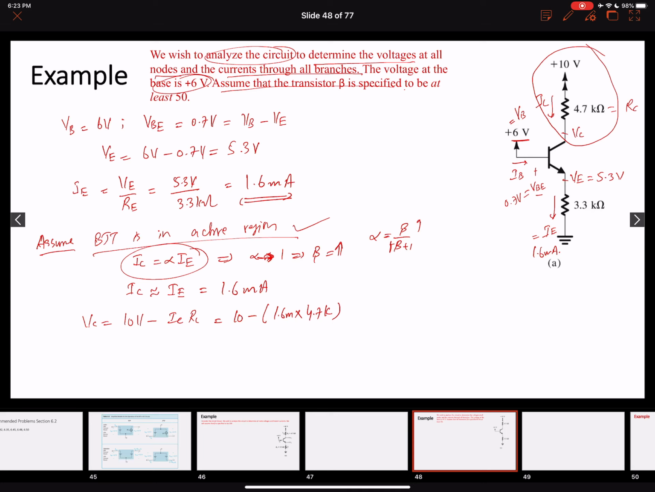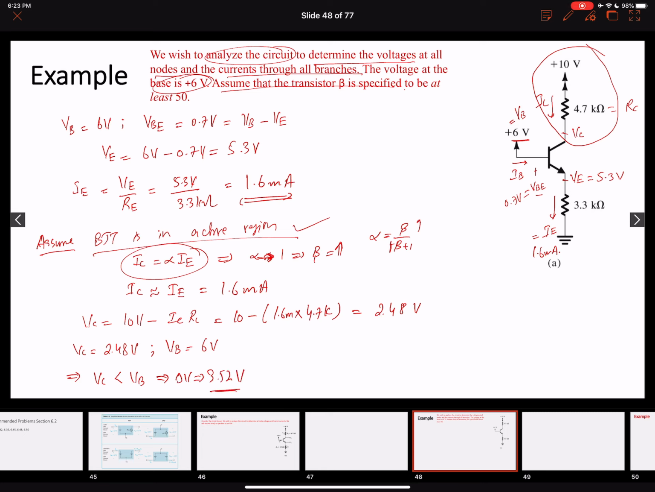So once we solve that, the value of the voltage that we get is 2.48 volts. Okay, so now we see that our collector voltage is 2.48 volts. Our base voltage is 6 volts. So our collector voltage is less than base voltage. And what is the difference?